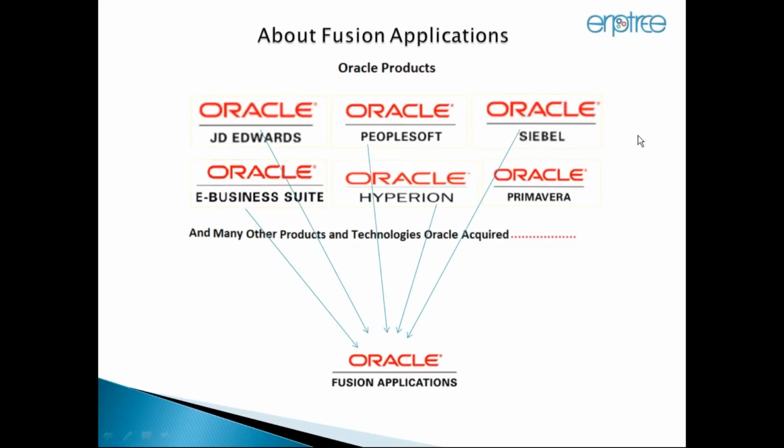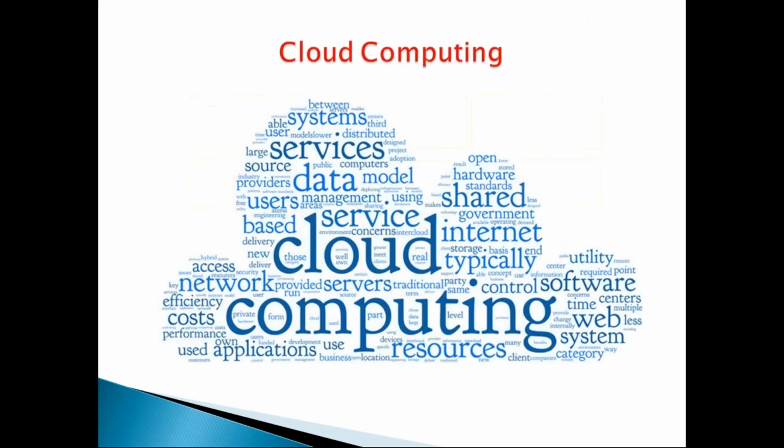Fine, great, no questions. So this is the meaning of fusion applications. We don't see any solution with a different product name, the legacy product, the actual product name. Everything we see as fusion applications, but legacy is from the different ERP products which were acquired by Oracle. Fine. The next point is cloud computing. What is the meaning of cloud computing? Any simple definition?